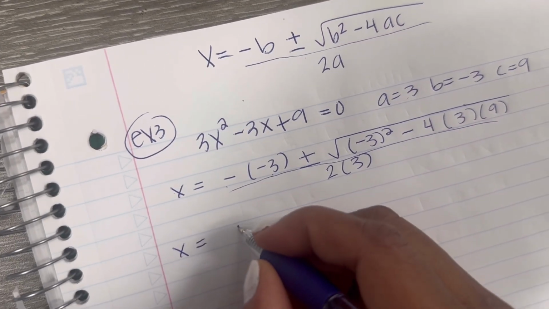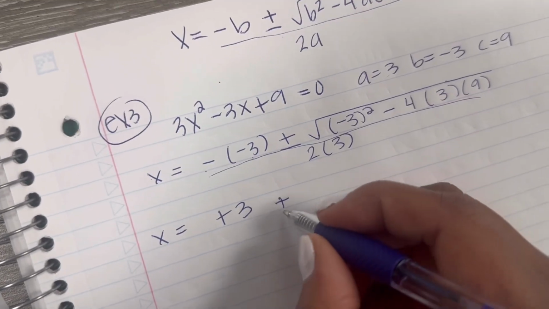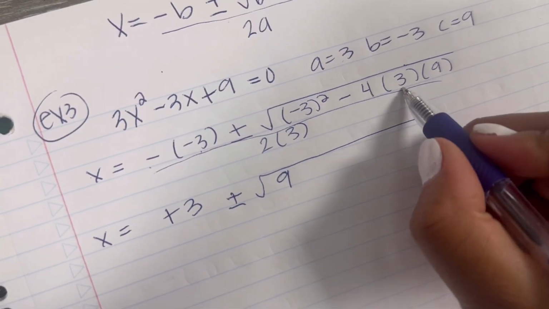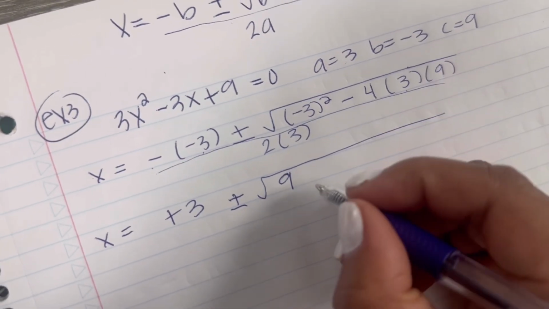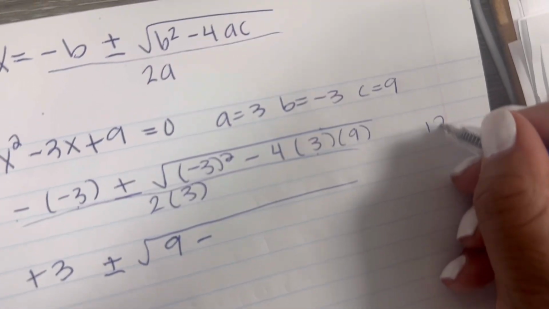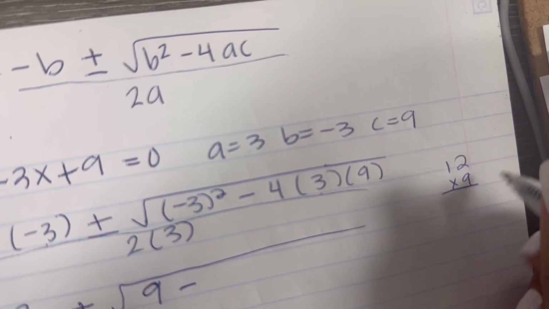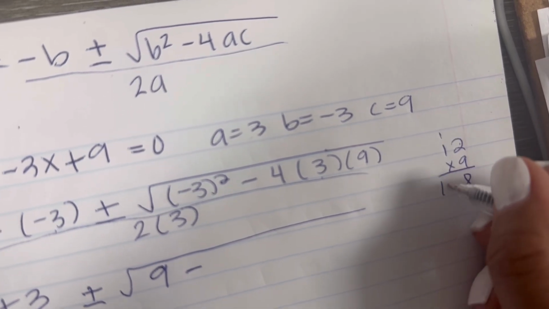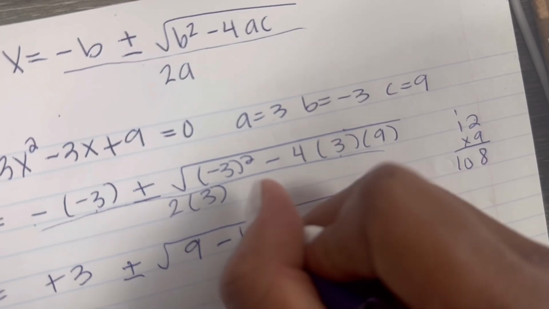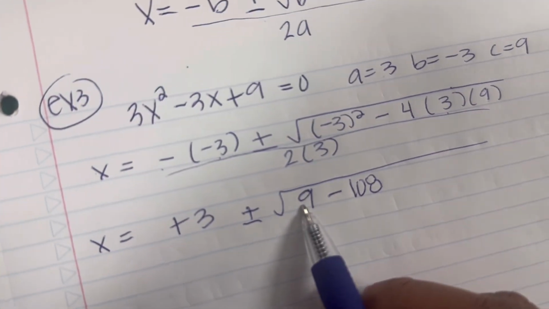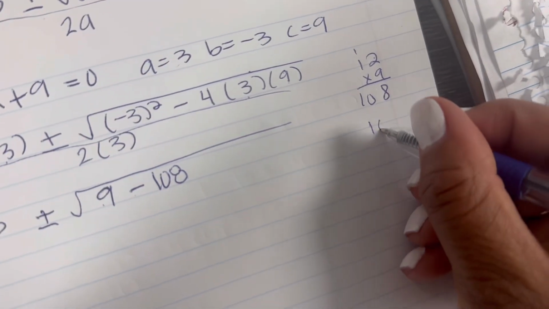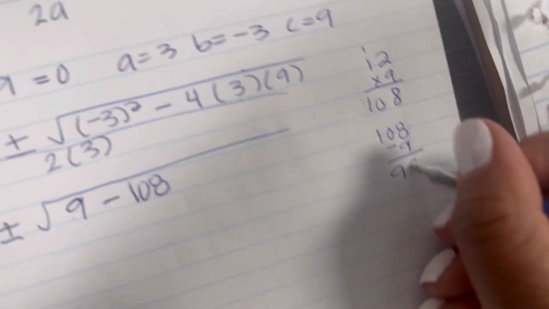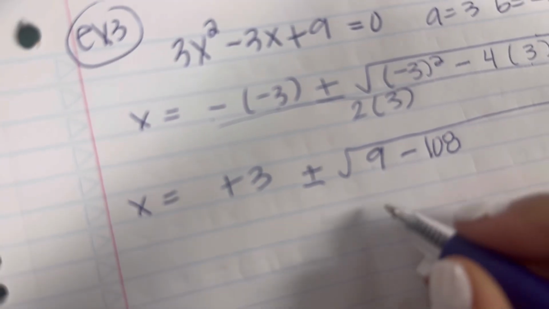X equals +3, because our negative is a positive, plus or minus the square root of 9. -3 times -3 is 9. 4 times 3 times 9. There's one negative here, so it'll be negative. 4 times 3 is 12. 12 times 9. Is that 72? No, 108. Double check your work. And then you subtract 9 minus 108. So you could take 108 minus 9, right? So that'll be 99. The bigger number is negative, so -99.